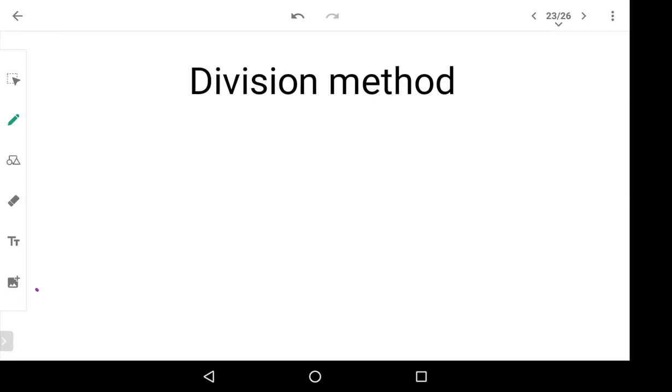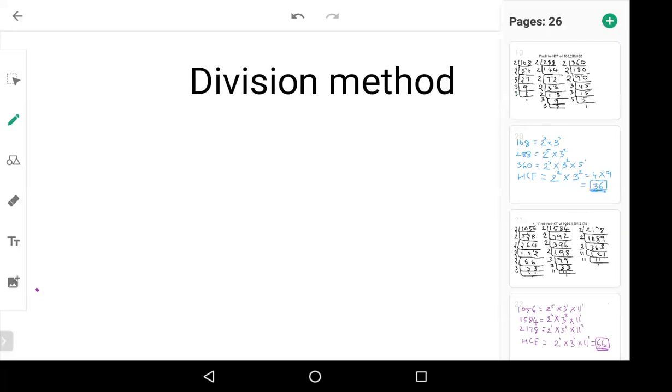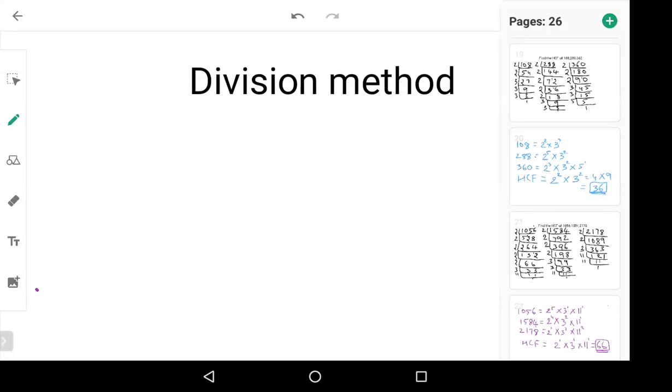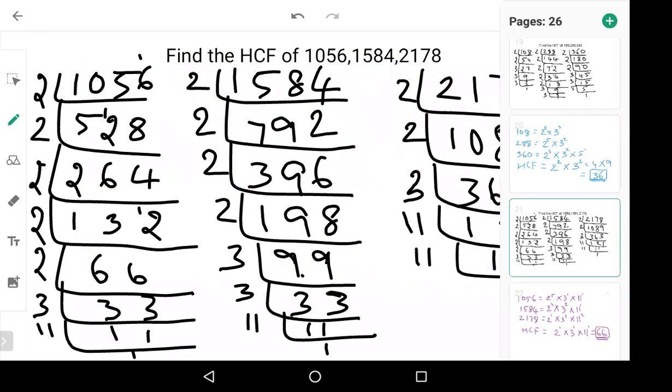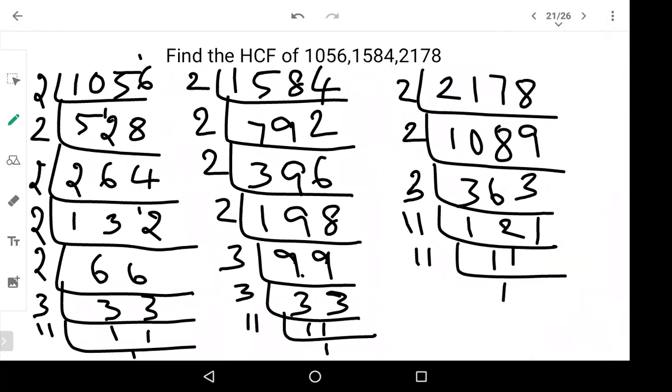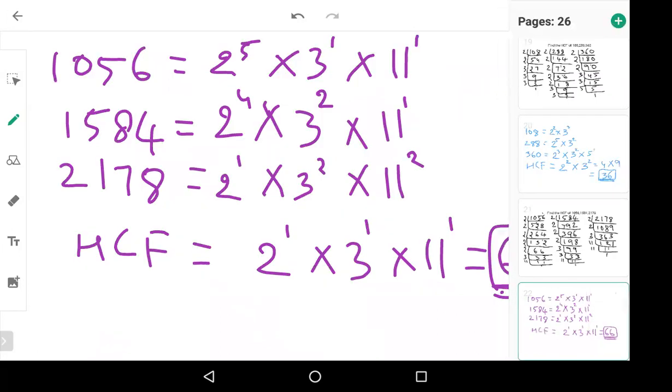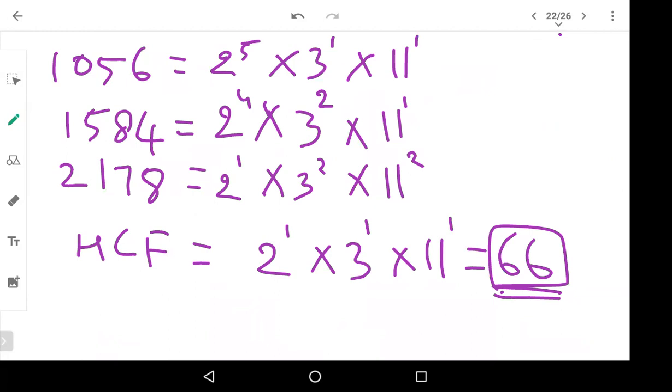Correct? So we started with HCF problems under the factorization method. Any doubts in that factorization method? Did you all get the answer for the last problem? This problem, 105615, what is the answer that you got? 66. Everybody got 66? Very good. So let us continue.